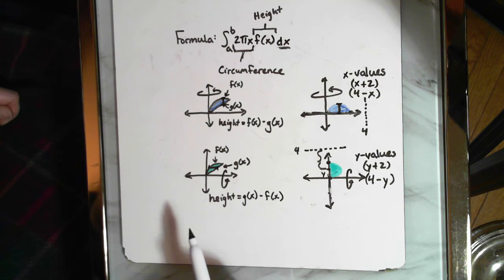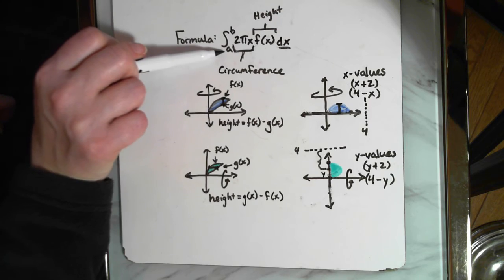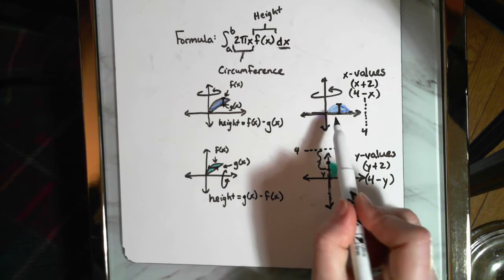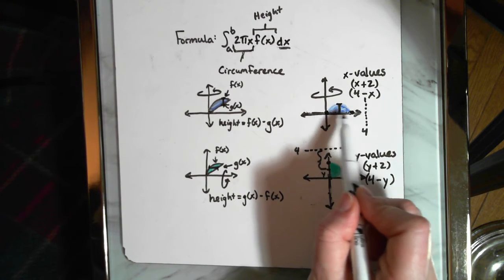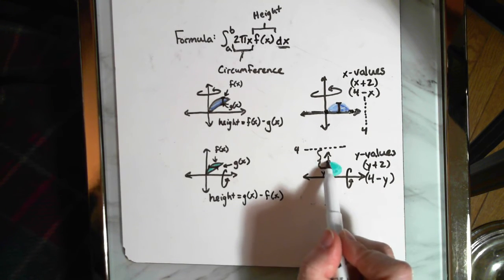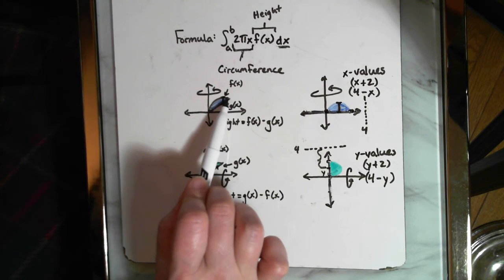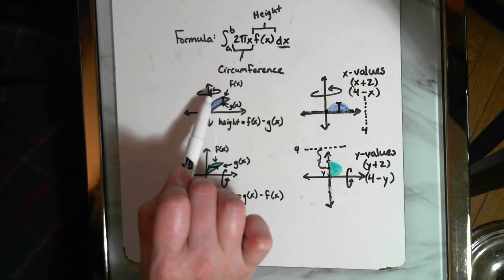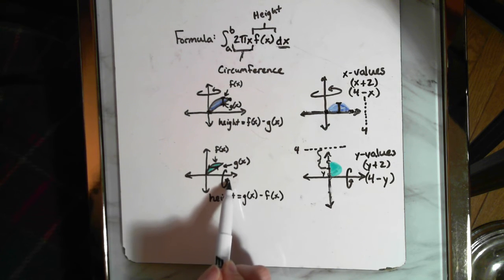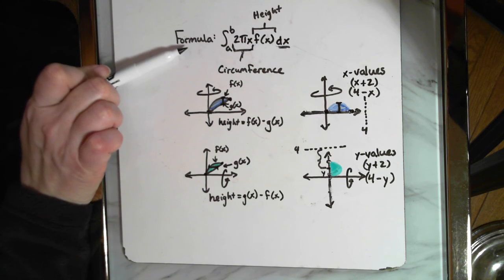Now, the last thing we need to talk about in our formula is these limits of integration, the a and the b. Again, if we're looking at a rotation using x values, they're going to be the x values where it intersects the x-axis. If we're looking at a rotation using y values, they're going to be y values where it intersects the y-axis. And if we have two functions involved and we're using x values, you're taking the x values where those two functions cross. If we're using y values, we're taking the y values where the two functions cross. Okay, that's basically everything about this formula.